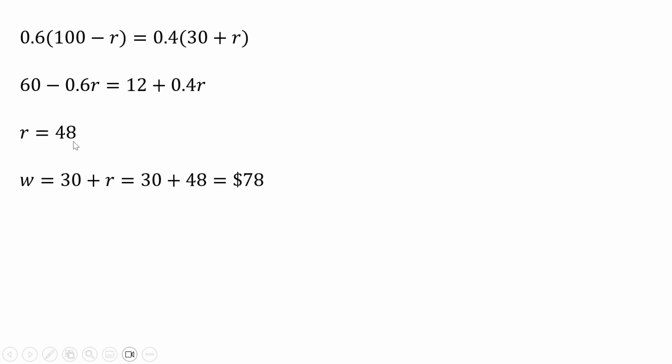If the worker is taking on a risk level of 48, according to the hedonic wage function, the worker would be paid $78. The worker's utility at these levels, just evaluating the utility function where W is 78 and R is 48, gives a worker a utility of a little over 66 units.